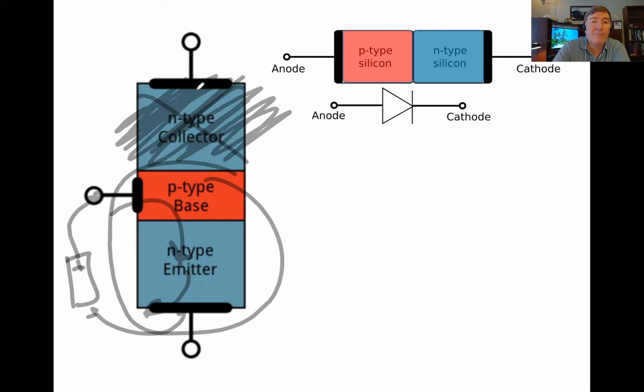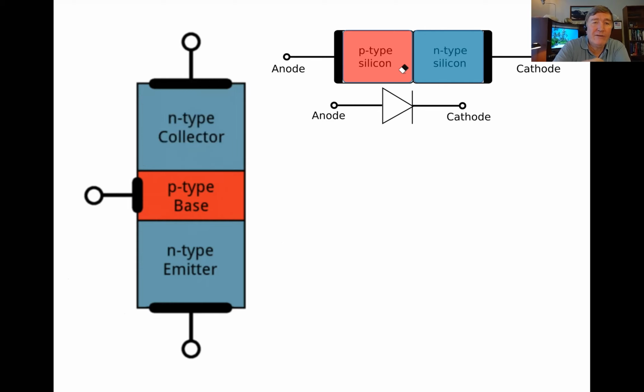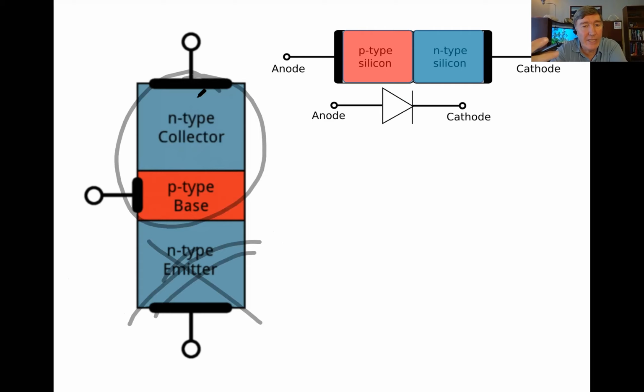Okay. And if we look at it the other way, what if this part of the thing wasn't here? What if all we had was this? Well, again, we have a diode because it's that PN junction.